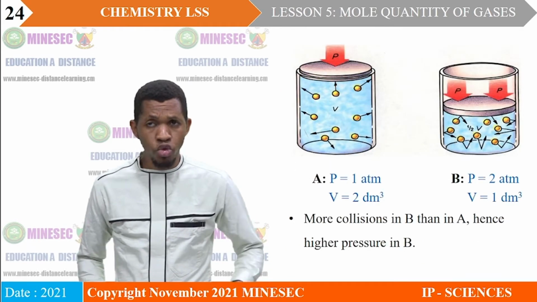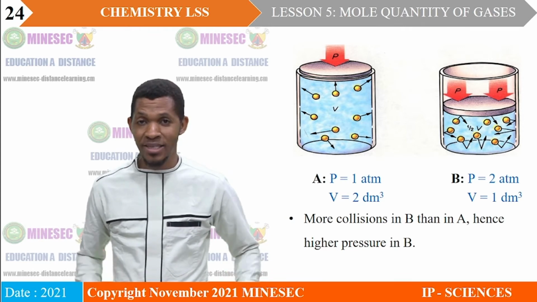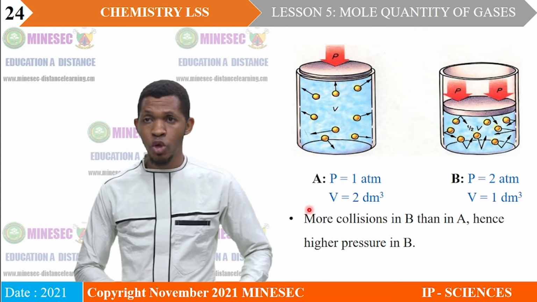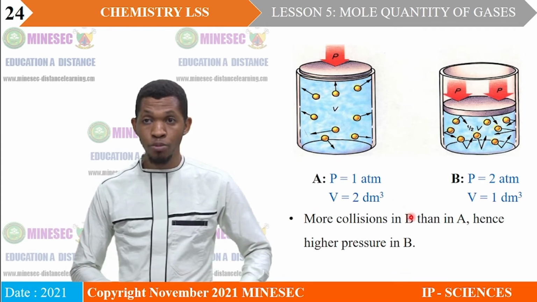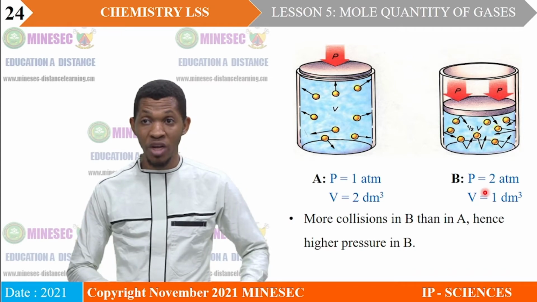Now consider the two containers on your screen containing a given mass of a particular gas. Container A has a pressure of 1 atmosphere and volume 2 cubic decimeters, and container B has a pressure of 2 atmospheres and volume 1 cubic decimeter.